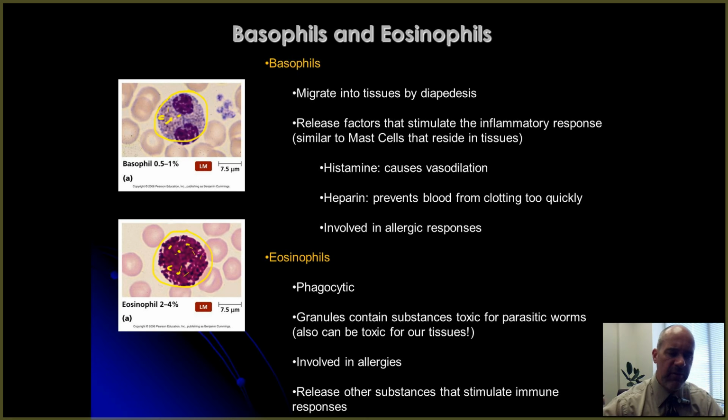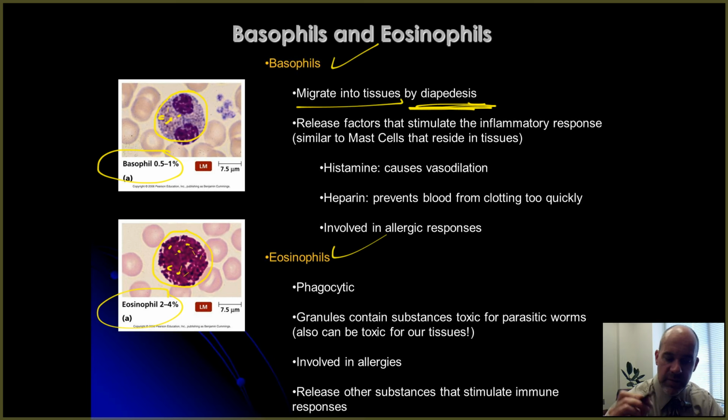But if you look, these aren't very abundant. These numbers here, basophils, 0.5 to 1%. That means if you look at all the white blood cells in the blood as a group, typically only 0.5 to 1% would be basophils. Eosinophils, only about 2 to 4% would be those. These can also do diapedesis, so they can migrate into your tissues when needed.